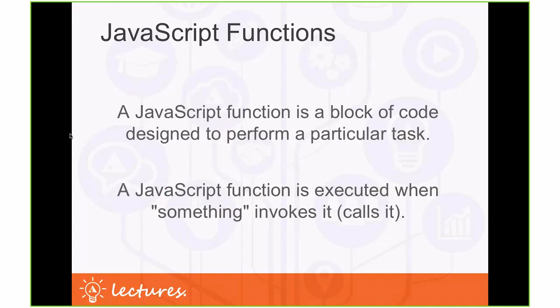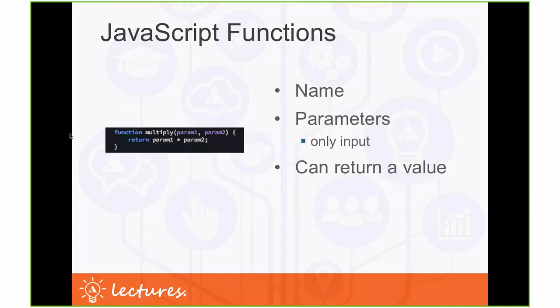Next up is functions. Functions are basically blocks of code designed to perform a particular task. A JavaScript function is executed when something invokes it. So here we have a function. It's defined by having the keyword function, followed by a name. Okay. The name is actually optional. There are times when you don't have to supply a name, and we'll see one of them later on in the presentation.